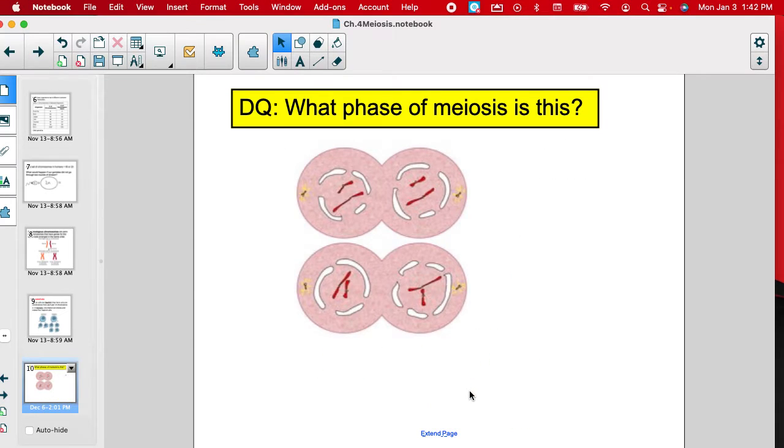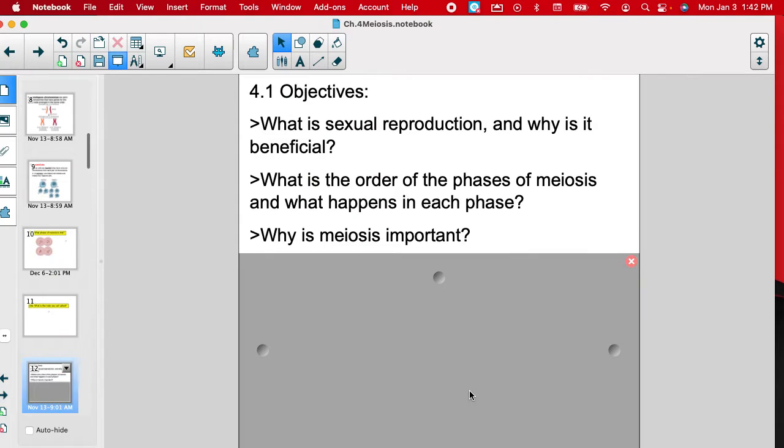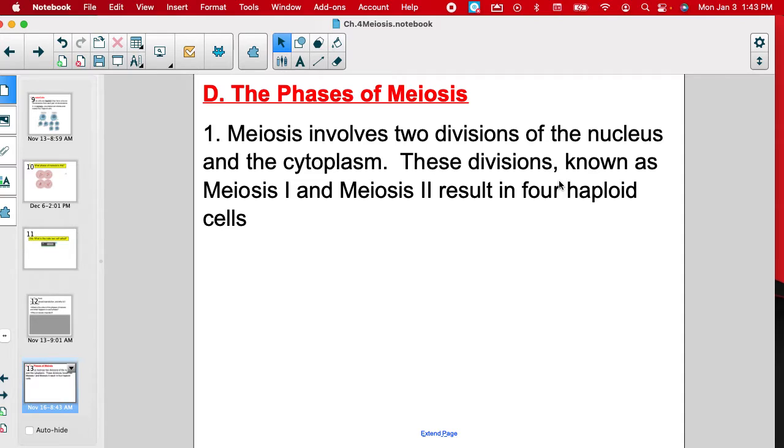Now we're going to jump into meiosis. Hopefully by the end of today's lecture, we'll talk about the phases of meiosis and what happens in each phase, and then why meiosis is important. So meiosis sounds like mitosis, okay, but they are different. You'll see some similarities, but some big differences between the two.